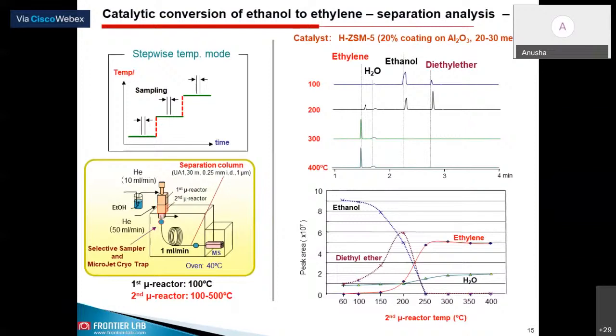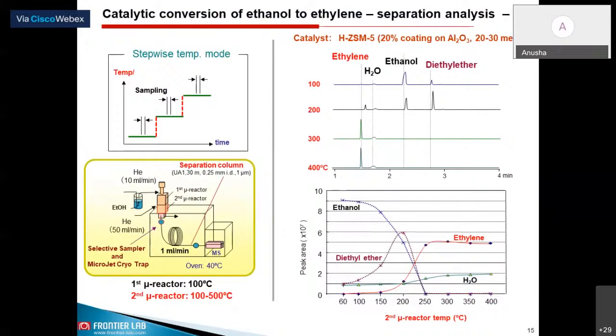As you can see in the schematic diagram, ethanol vapor was continuously introduced into the reactor and to the column. In order to avoid overload of the sample, we activated the selective sampler here. The selective sampler mainly allows switching a flow path and selectively introducing the sample into the separation column for the desired sampling time. In this case, we used, I think, 10 seconds. Another device, as I already mentioned, is the microjet cryo trap, which was mainly used to cryofocus the samples introduced into the separation column during that sampling time. After the sampling time, the cryofocused samples were vaporized again and flowed through the separation column.